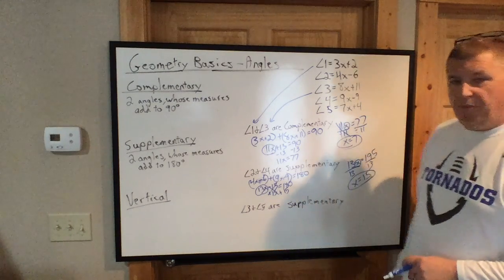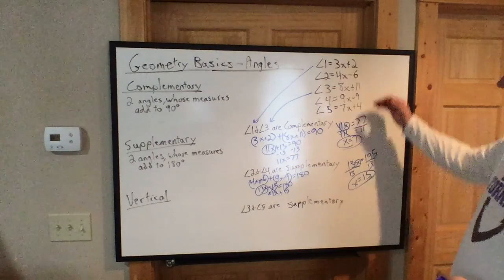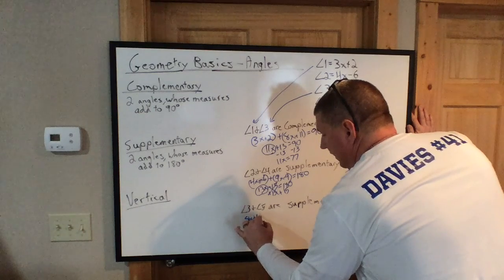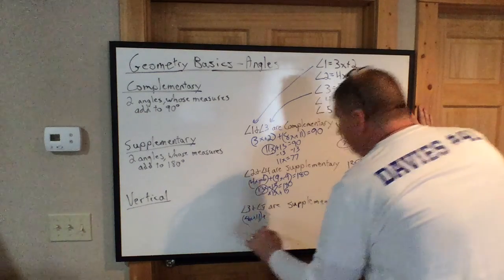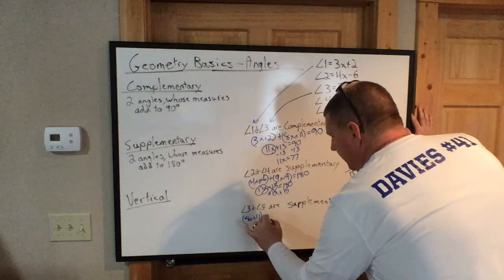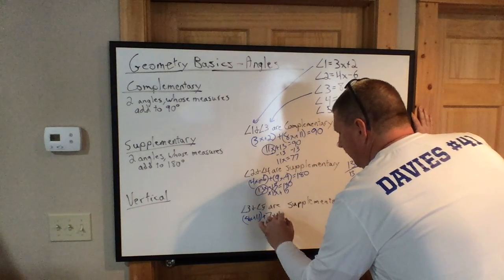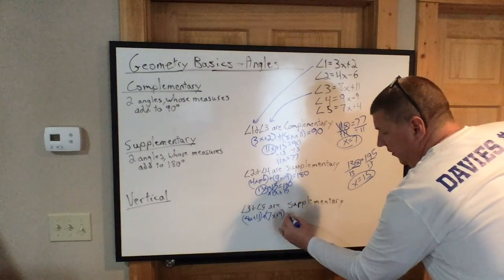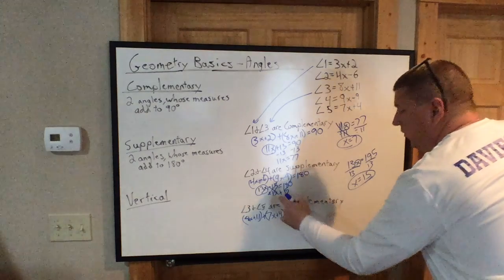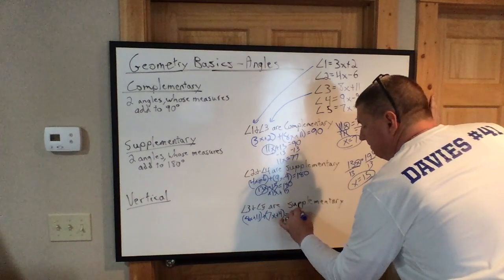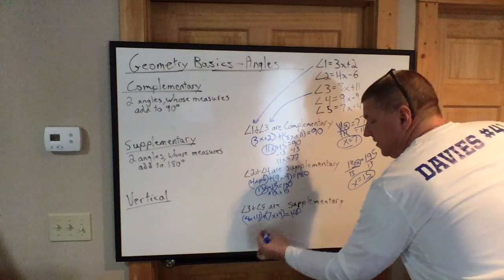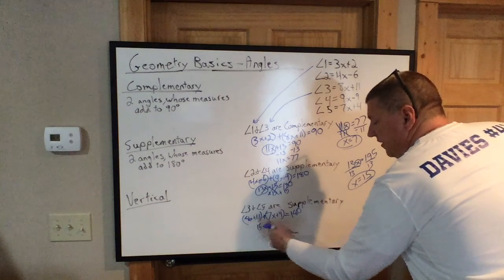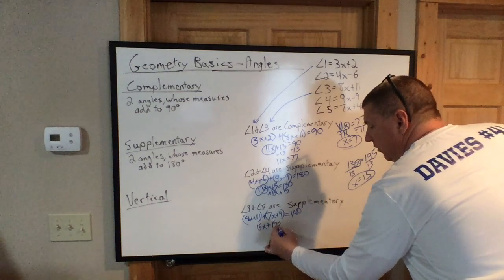Now, in our final example, we're using angle 3 and angle 5. Angle 3 says 8x plus 11. So we have 8x plus 11 plus angle 5, which is 7x plus 4, equals supplementary, which again is 180 degrees. Combining my like terms, 8x and 7x is 15x, plus 11 plus 4, which is 15, equals 180.